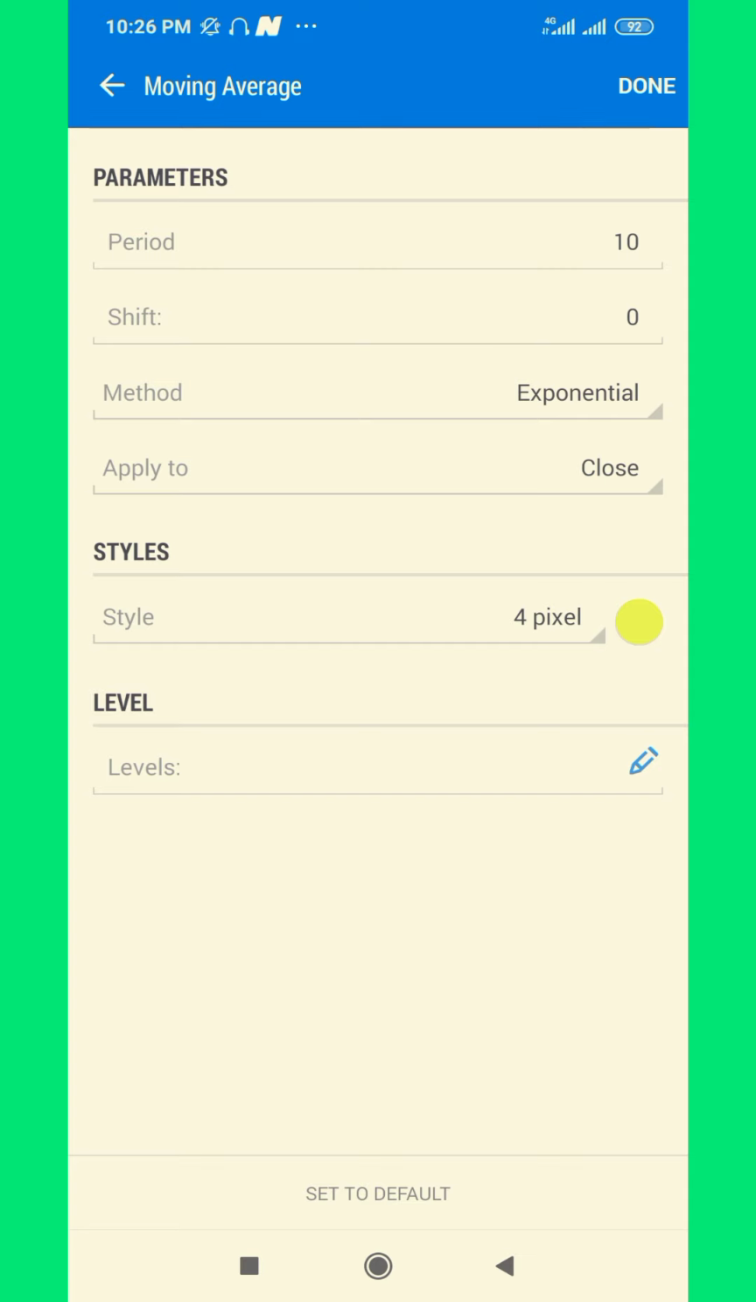We have the period 10, shift 0, method exponential, apply to close. Style is 4 pixel. I use yellow as my color. There is nothing like level.